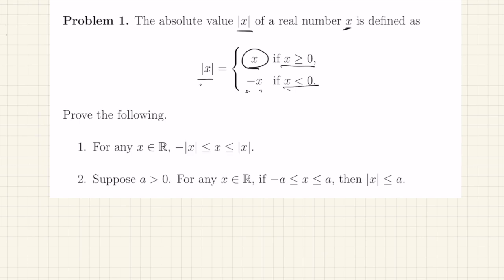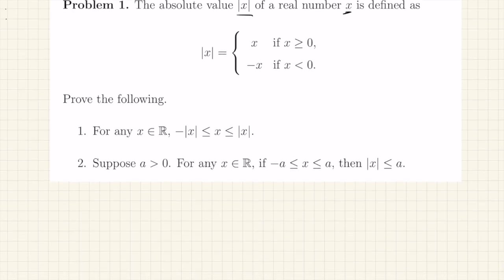Okay, so that's an important property of the absolute value of a real number, or any number actually. What we want to do is the following. Prove these two things. First, for any real number x, x is between negative absolute value of x and positive absolute value of x. And second, for any positive number a, for any real number x, if x is between negative a and a, then the absolute value of x is less than or equal to a.